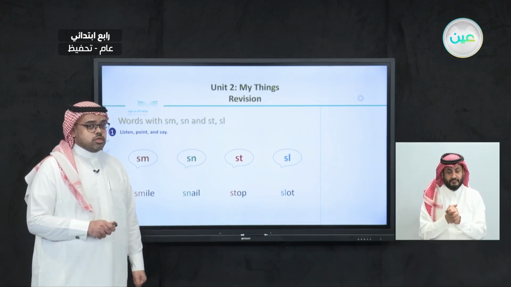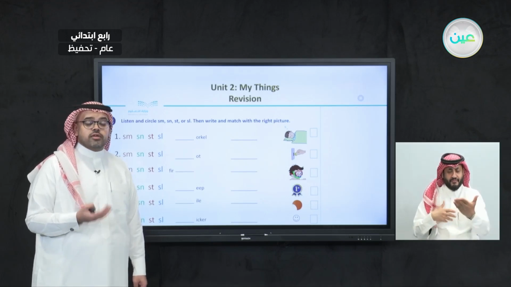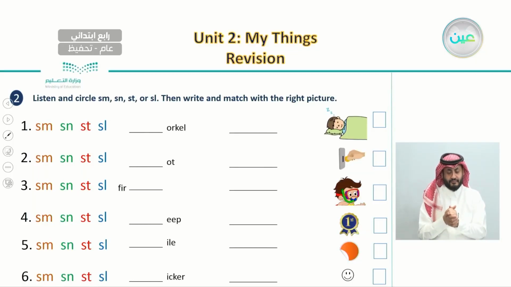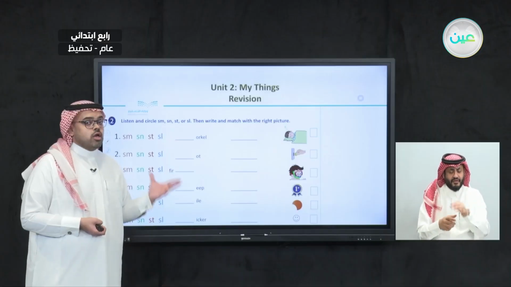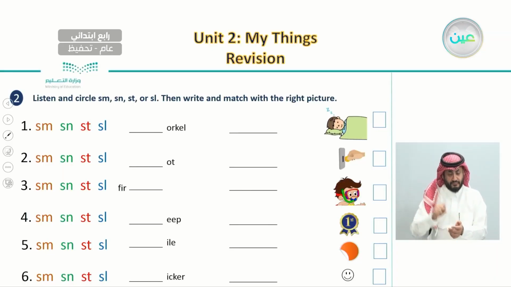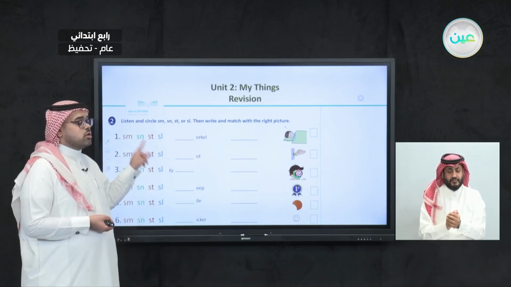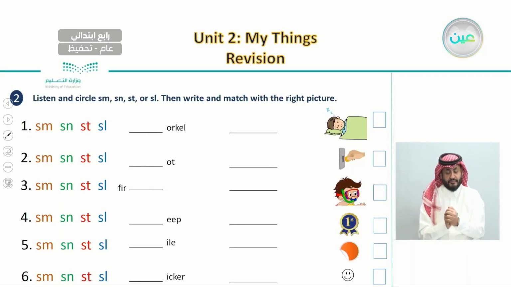So after listening and after practicing these words, we had last time an interesting exercise to follow, where we said that in this exercise, we're going to listen to 6 different words. And we need to decide which of these words start with either SM or SN, ST, or SL. And after finding the letters that these words start with, we circle these letters and write down the letters here, and we should also copy the words right here in this blank.